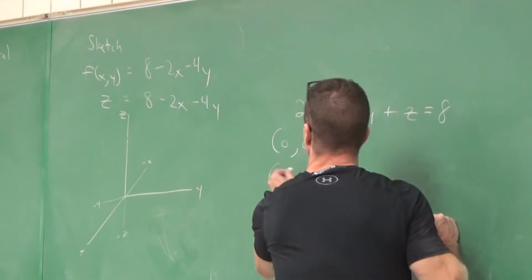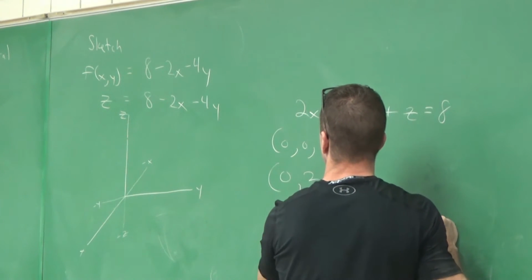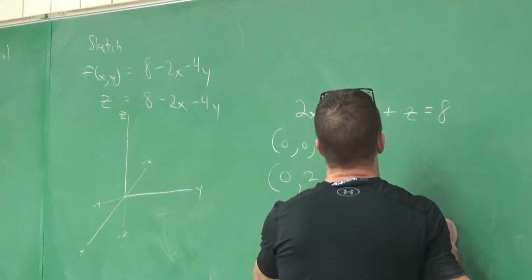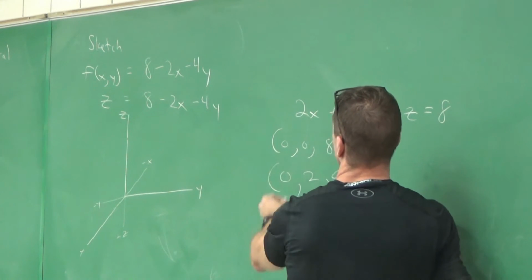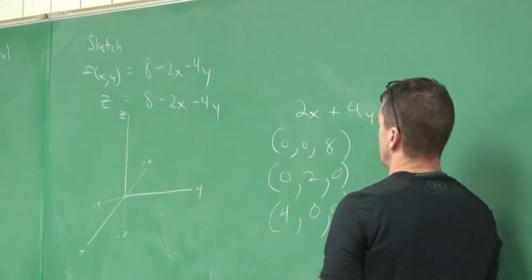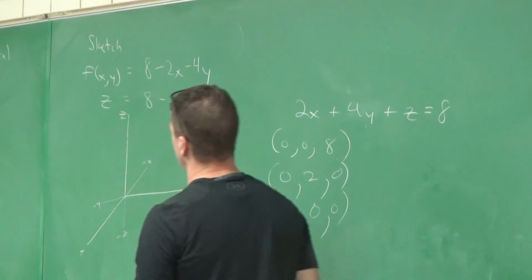All right, what if x is 0 and z is 0? y is 2. One more intercept. What's left? x is left. We're going to plot all these and connect them. x is 4. It will look like a triangle.